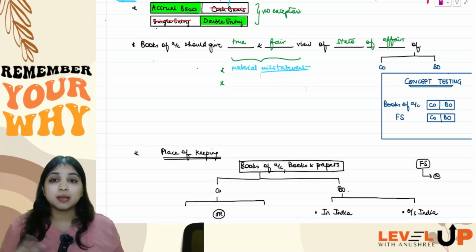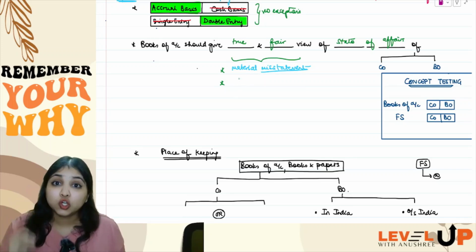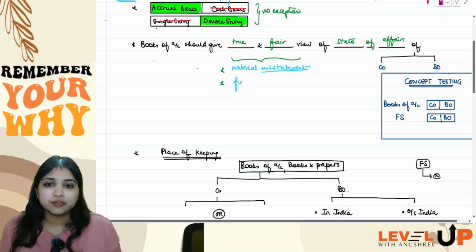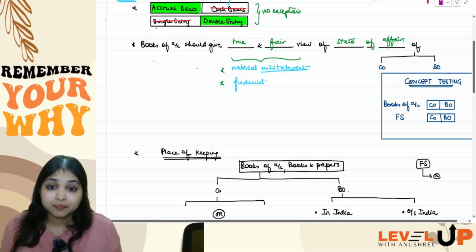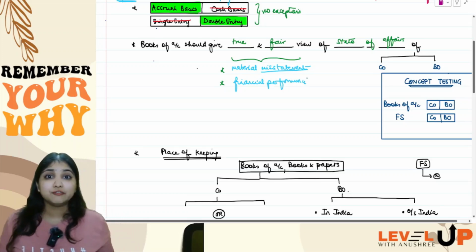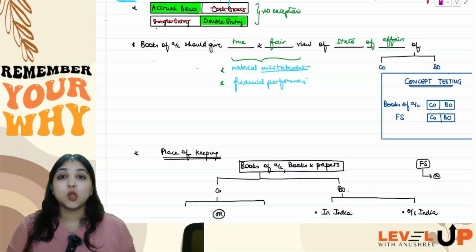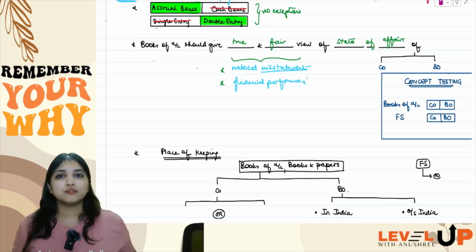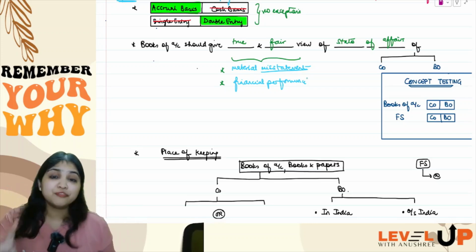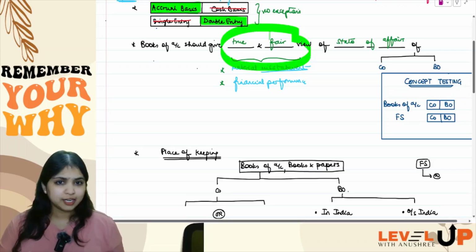And number 2, the books of accounts should faithfully represent, they should honestly represent the financial performance of the company. If anybody looks at the books of accounts, they should properly be able to understand what is the real financial status of the company. The financial performance of the company should be honestly evident from the books of accounts of the company. So first point you've understood over here, books of accounts should give a true and fair view.